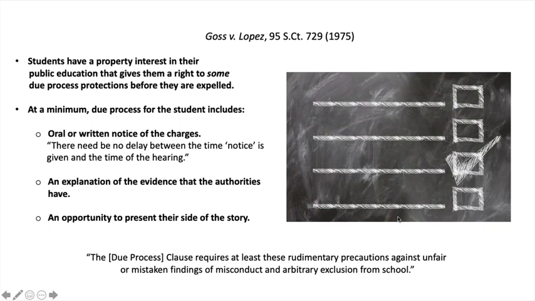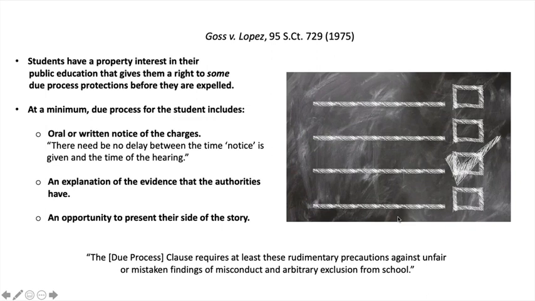And then the student needs to be allowed the opportunity to present their side of the story. That doesn't mean that, if the student chooses to say nothing, the school district can't do anything. No, it just means that they have the opportunity to provide an explanation. And so at the bottom, I have the quote that the due process clause requires at least these rudimentary, they are rudimentary, precautions against unfair or mistaken findings of misconduct and arbitrary exclusion from school.